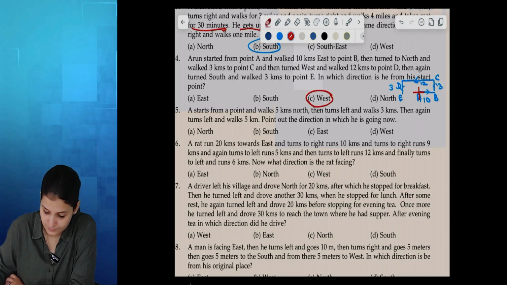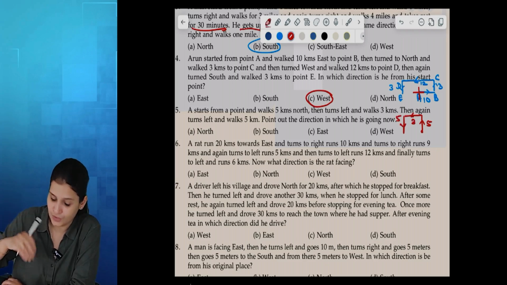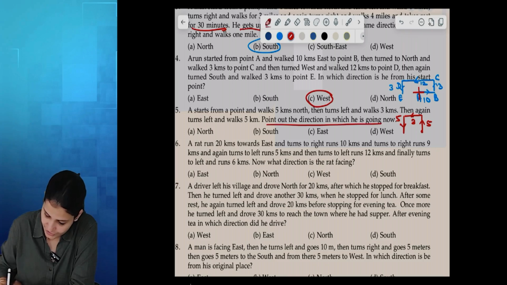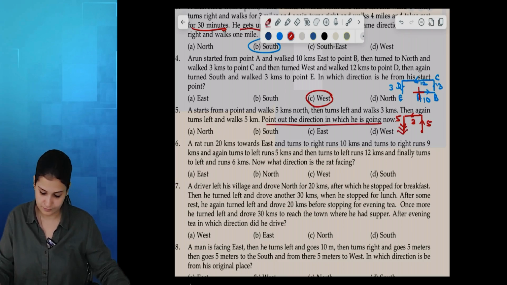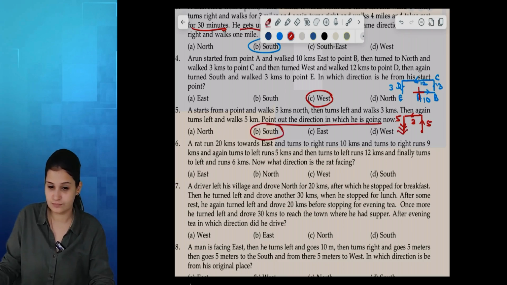South, ma'am. A starts from a point, walks 5 kilometers north, turns left, walks 3, again turns left and walks 5. Same length upwards, same length downwards. Point out the direction in which he is going now. Which direction is he now going? South. Done?